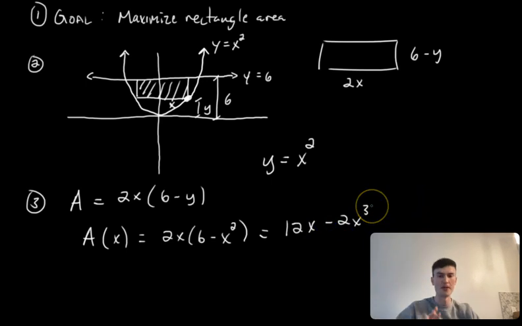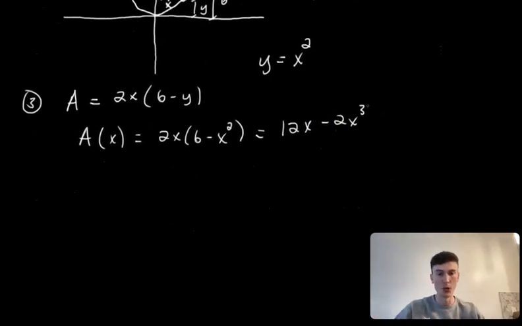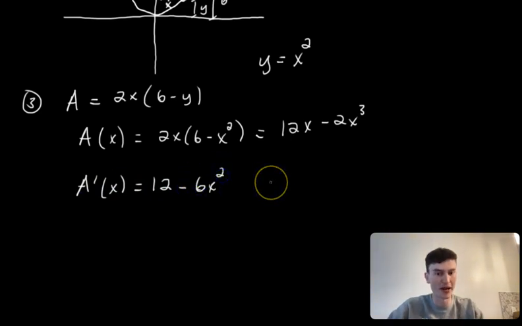All right, so we're almost there. We're in the home stretch. We have a function for area. We want to optimize area. So we want to find the local maximum of this function. To do that, you take the first derivative, which in this case, thankfully, is pretty easy. It's just 12 minus 6x squared, if I did that right, using the power rule.